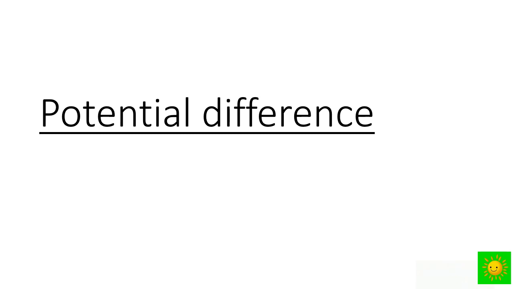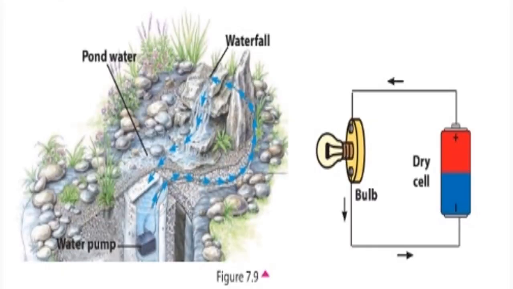Our next topic is potential difference. You may have seen ponds and waterfalls designed in modern houses, which function with the help of a water pump. Pond water has less potential energy, but when the water is pumped up to the waterfall, more potential energy is stored. The process of electric current takes place in the same manner.